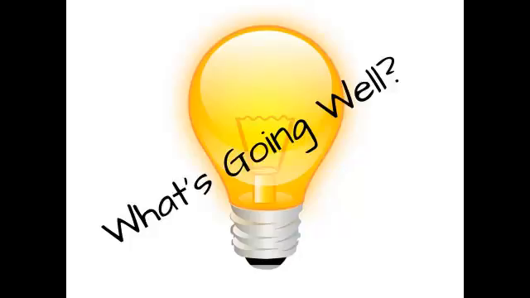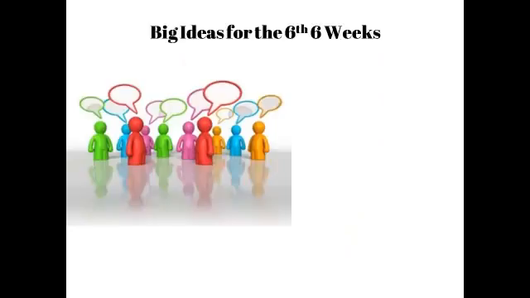Now it's time to reflect on what went well for you over the last 6 weeks. Click on the What Went Well link. This is the last unit for kindergarten. It's Unit 6. Your 3 focus areas are coin identification, personal financial literacy, and then an overall review.